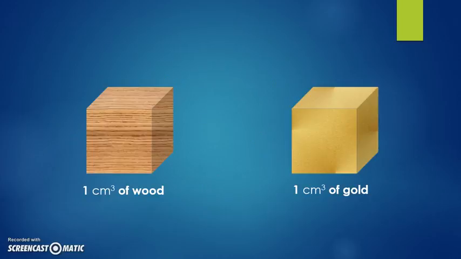For example, a cubic centimeter of wood is much lighter than a cubic centimeter of gold. Gold has more mass crammed into the same space when compared to wood. Therefore, gold is more dense than wood. Every substance on Earth has its own density, like I said, usually in a unit that is some mass per some volume. For example, the density of wood is 0.77 grams per cubic centimeter, whereas the density of gold is 19.3 grams per cubic centimeter.